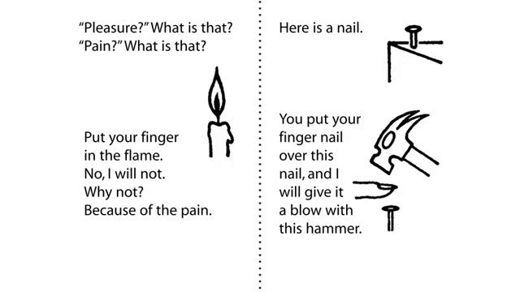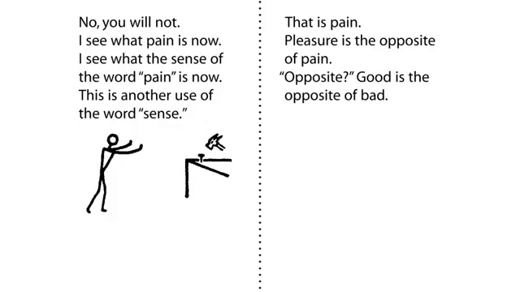Pleasure? What is that? Pain? What is that? Put your finger in the flame. No, I will not. Why not? Because of the pain. Here is a nail. You put your fingernail over this nail, and I will give it a blow with this hammer. No, you will not. I see what pain is now. I see what the sense of the word pain is now. This is another use of the word sense. That is pain. Pleasure is the opposite of pain. Opposite? Good is the opposite of bad.